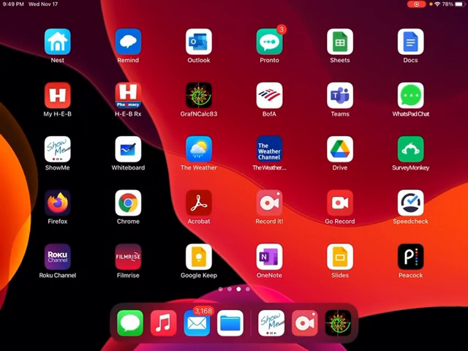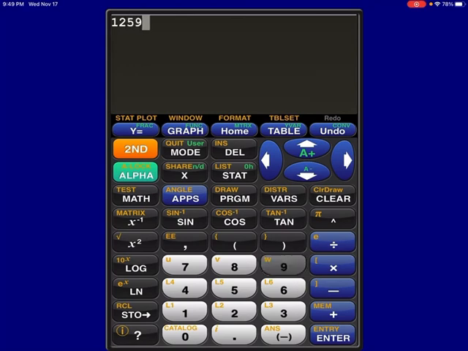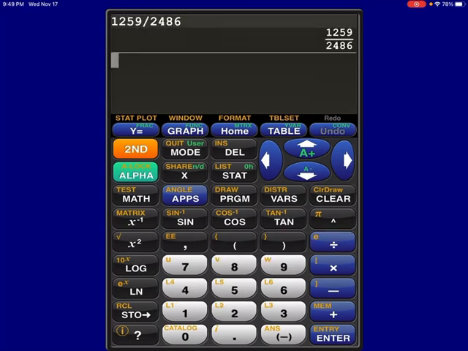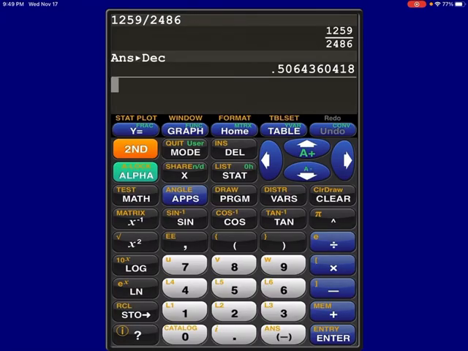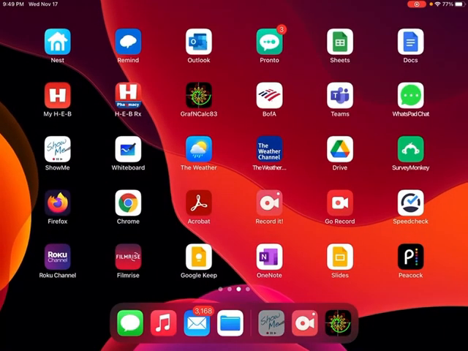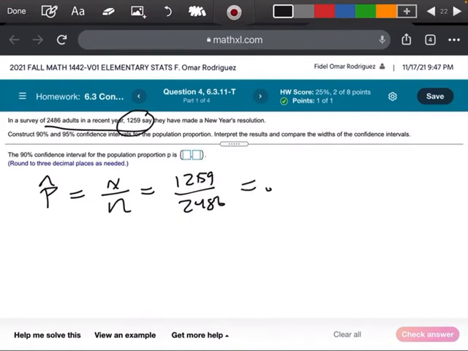Let's get out of this business. And let's see, what were the numbers again? 1259, 2486. So 1259 divided by 2486. Okay, and I need a decimal. So on my calculator, y'all, I'm going to hit the math button right underneath alpha, and hit number 2, decimal. I know it's telling me to go to 3 decimal places, but I'm going to write these with 4 values right now. So 0.5064. Okay, so my p hat is 0.5064.